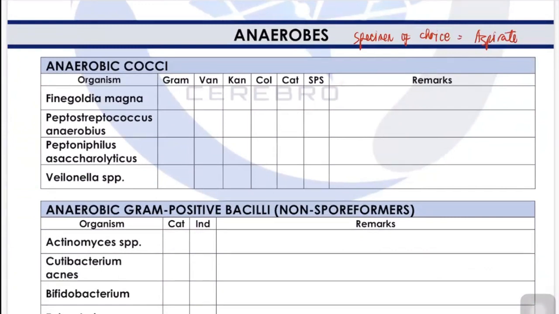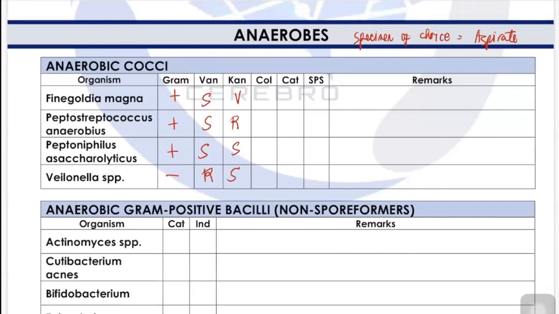So, first we have the anaerobic cocci. Meron tayong gram positive and gram negative, of course. Yung unang tatlo, they are all gram positive, then gram negative si Veillonella. For vancomycin, of course, sensitive yung mga gram positive. Resistant naman yung gram negative, which is Veillonella. For kanamycin, variable yung Finegoldia magna, so it could be sensitive, it could be resistant. Peptostreptococcus is resistant for kanamycin, susceptible yung Peptoniphilus and Veillonella.